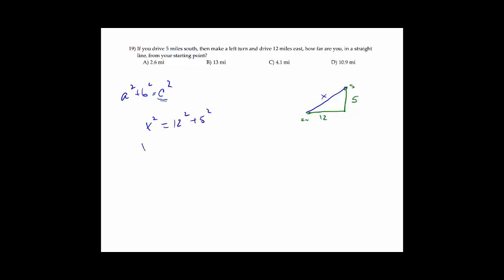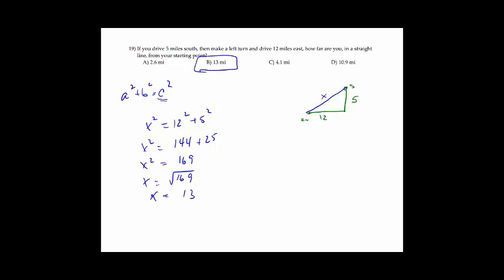Following our order of operations, make sure that you take care of your exponents first. 12 squared is 144, and 5 squared is 25. So now we have x squared is equal to 169. And so x is equal to the square root of 169, and we end up with x is equal to 13.